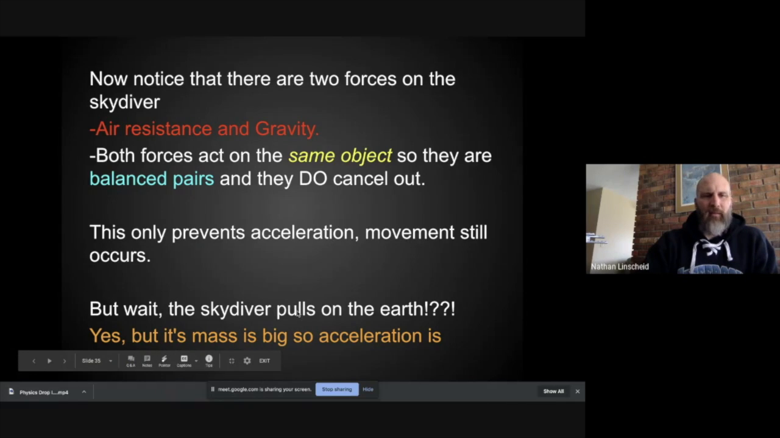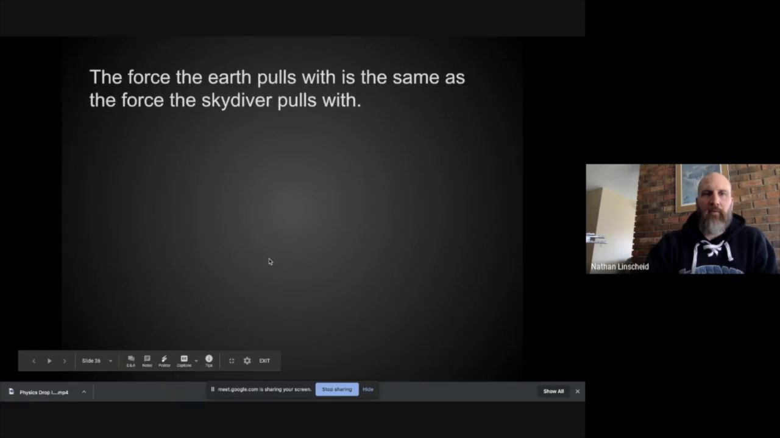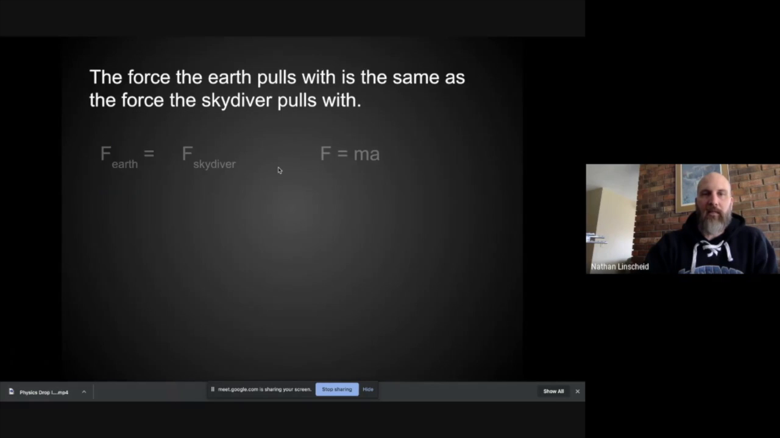And then some of you might say, well, wait a minute, how is the skydiver pulling on the Earth? I mean, a person is really small compared to the Earth. And we don't notice the Earth moving as things fall to the Earth. And the reason for that, again, is like what we saw in the video, the effect is so small because the Earth's mass is so big. Think of it this way. The force the Earth pulls with is the same as the force the skydiver pulls with.